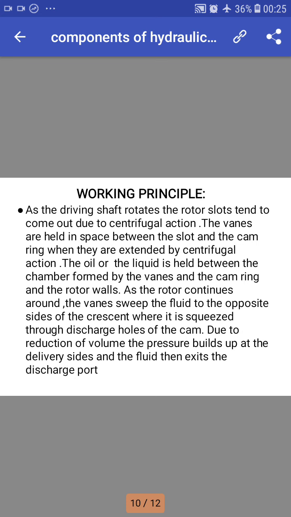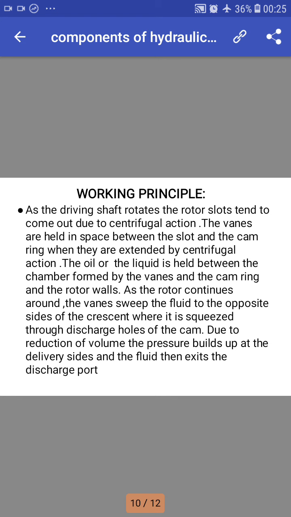Working principle. As the driving shaft rotates, the vanes tend to come out of the rotor slots due to centrifugal action. The vanes are held in the space between the slot and the cam ring. When they are extended by centrifugal action, the oil or the liquid is held in the chamber formed between the vane, the cam ring and the rotor walls.